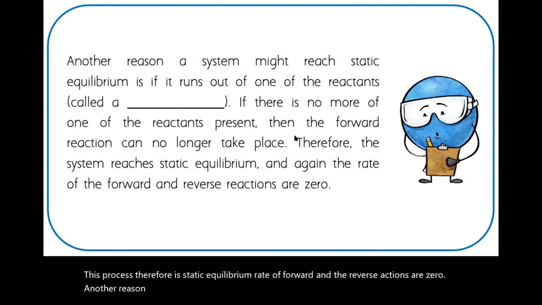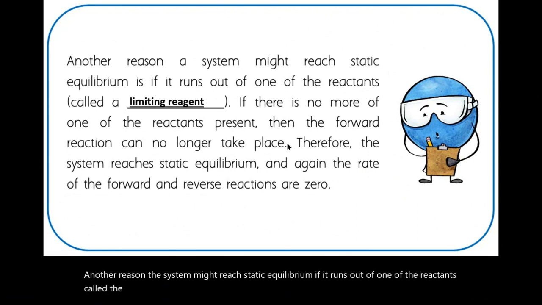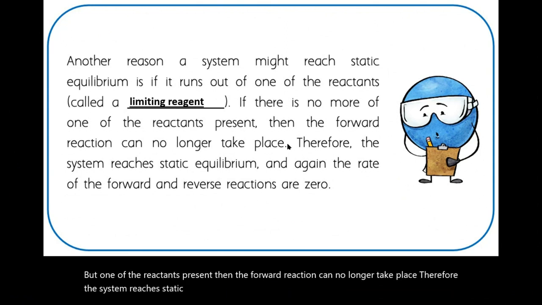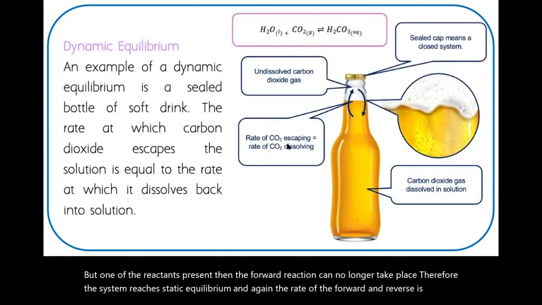Another reason the system might reach static equilibrium is if it runs out of one of the reactants, called the limiting reagent. If there is no more of one of the reactants present, then the forward reaction can no longer take place. Therefore, the system reaches static equilibrium, and again, the rate of the forward and reverse is 0.